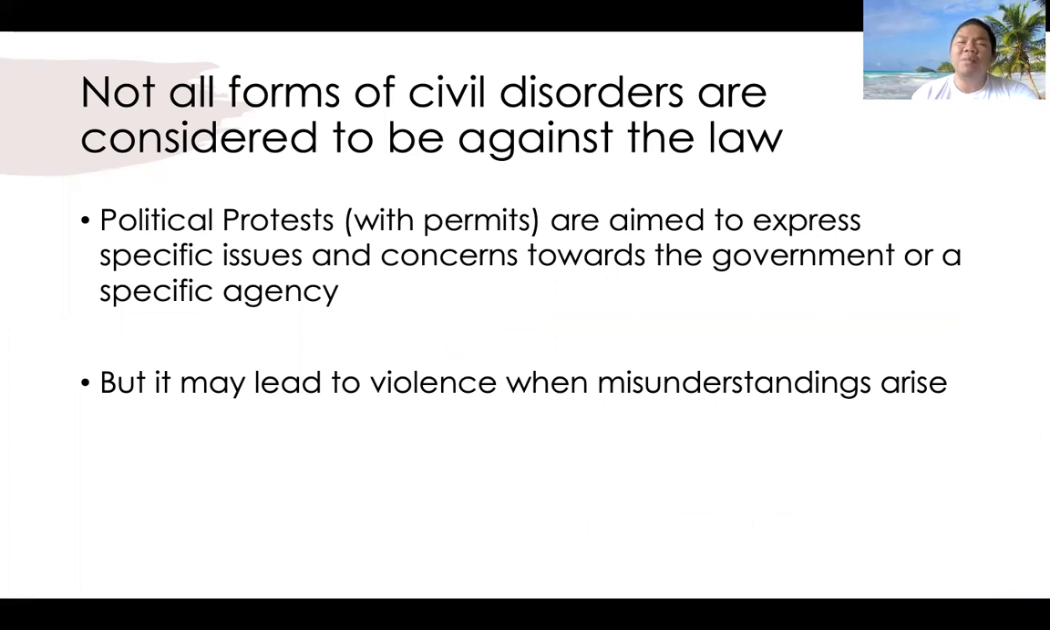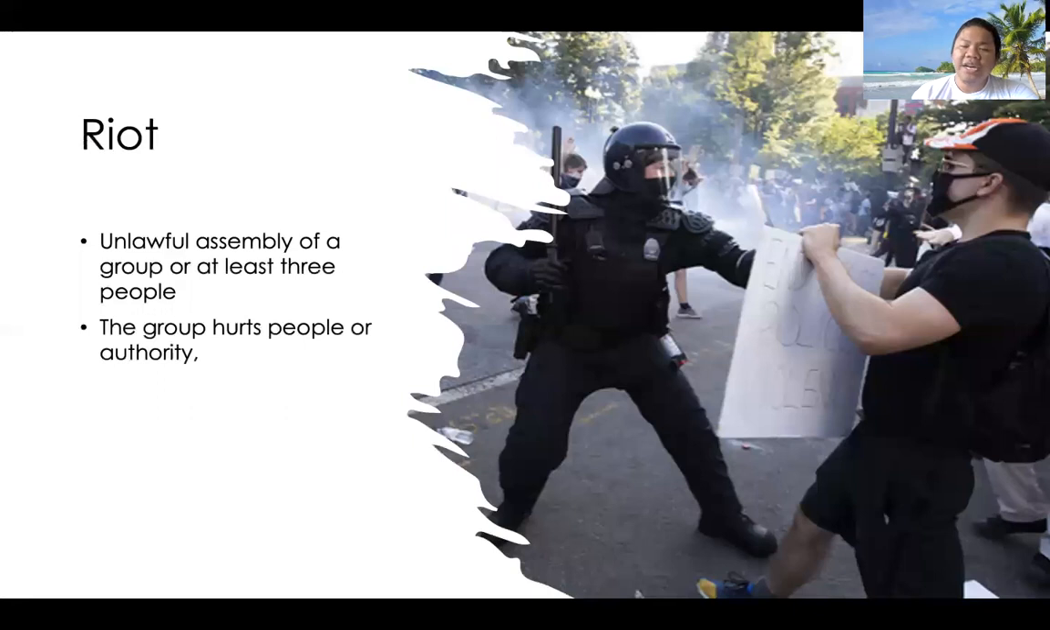It's just that some lead to so much violence when misunderstanding arises from communication, and then when people start to involve force already, or some illegal weapons and other materials or paraphernalia. An example of civil disorder is a riot. A riot is an unlawful assembly of a group of at least three people, and the group hurts people or authority. So when there are at least three, it will be an unlawful assembly already; if there's only two of you, it cannot be considered a riot. There should be a permit, because there's a process when you want to do some political protest, so please do observe that.